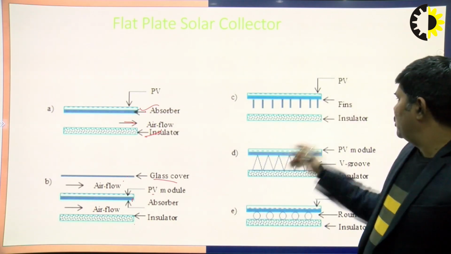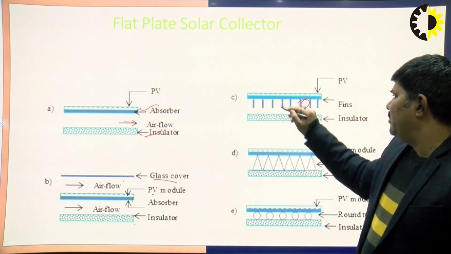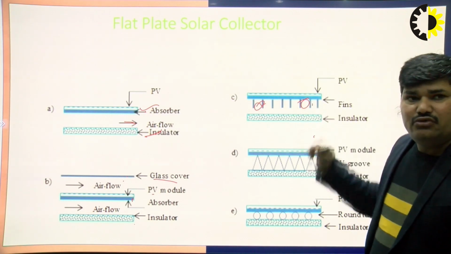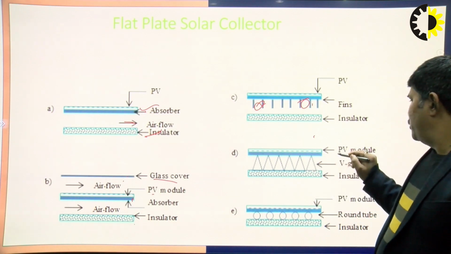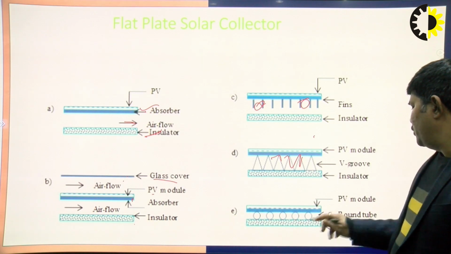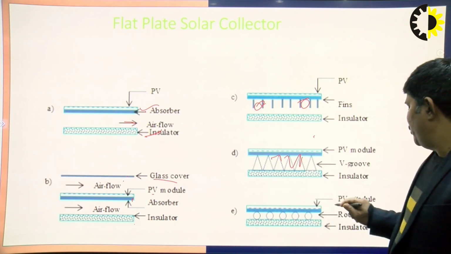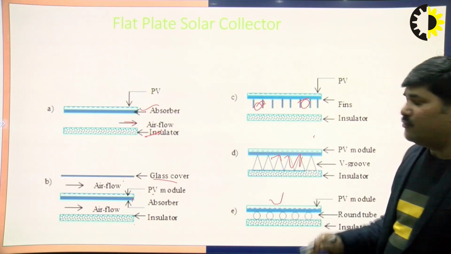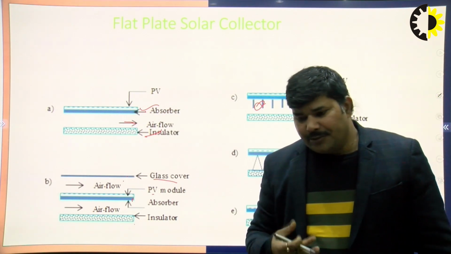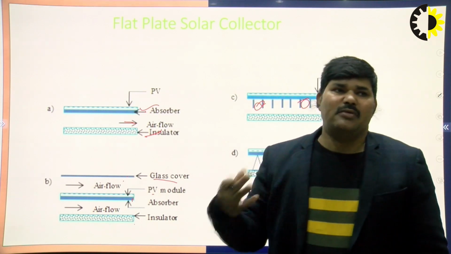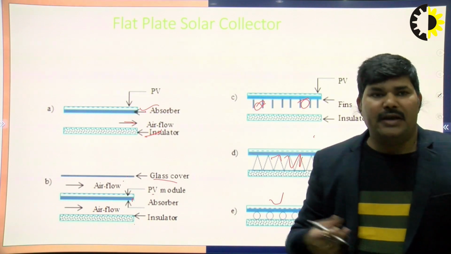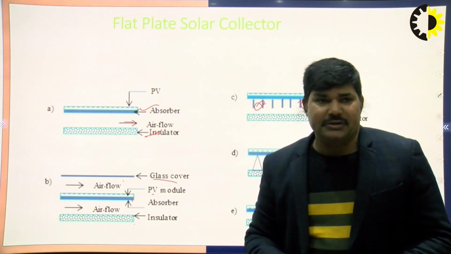So again here you can see the fins inside the solar plate. Again the insulator, so there are differences here, and the fins are used. Here you can see the V grooves in the PV modules, and here the round tubes are used for the insulator, and the PV modules are put inside. Day by day the technology increases, and for different types of conditions, different types of solar plate have been designed and are used on the basis of these applications.